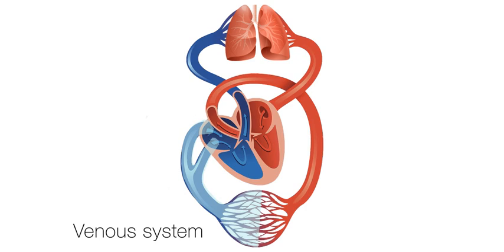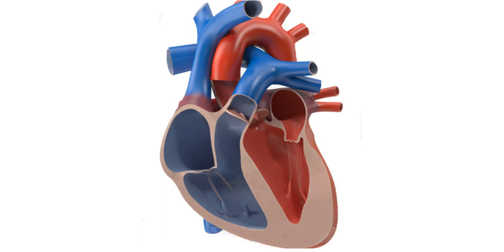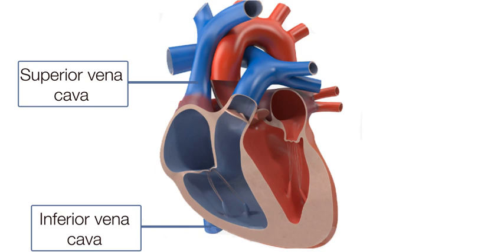So, let's run through how that happens. Firstly, blood needs to enter the heart. Blood is carried into the heart via two large veins, the superior and inferior vena cava. The superior vena cava, often abbreviated to SVC, carries blood from the head and upper body, whilst the inferior vena cava, or IVC, carries blood from below the level of the heart. The blood entering the heart via these two large veins is deoxygenated.